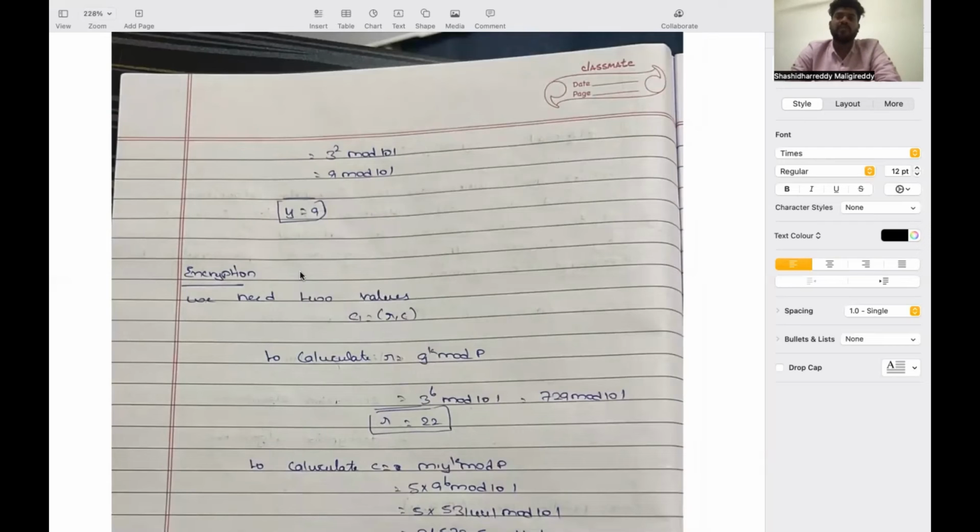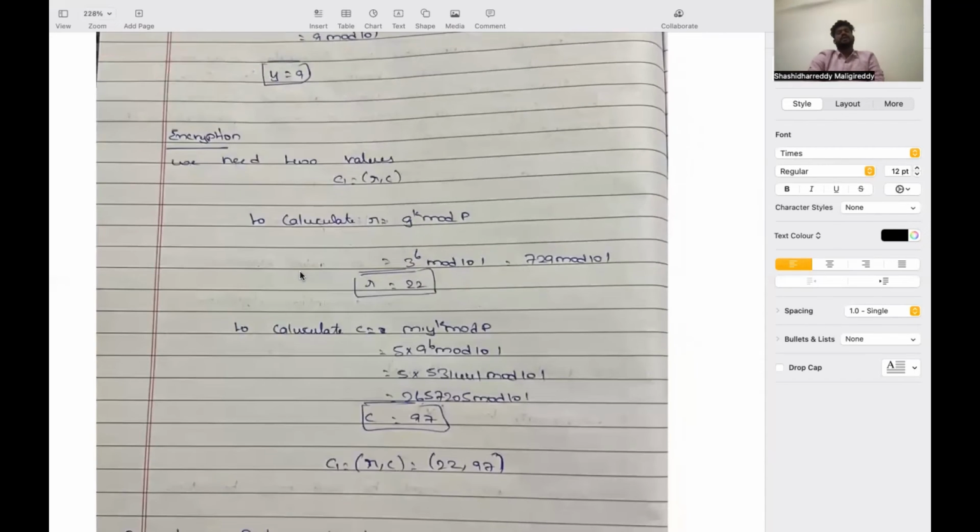I mean the public key. So here Y equals G power X mod P, where G equals 3, X equals 2, and P equals 101. 9 lies before the 101, so Y equals 9. Then the second part.